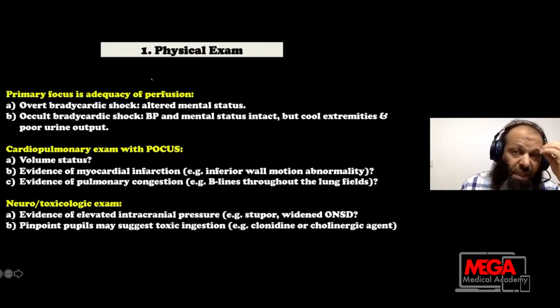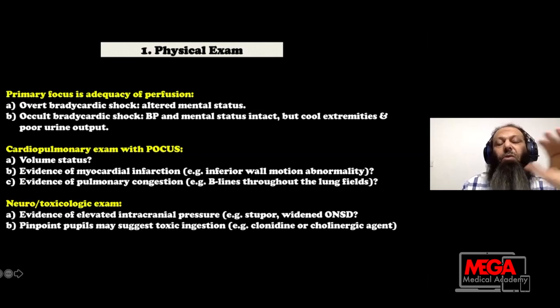So for the approach, start with the physical exam, usually focusing on the adequacy of perfusion when you come to the bedside. In overt bradycardic shock, usually look for altered mental status. When you have occult bradycardic shock, look at the blood pressure, as we mentioned, and the mental status, cold extremities, and poor urine output. This gives you an idea about the adequacy of perfusion with bradycardia.